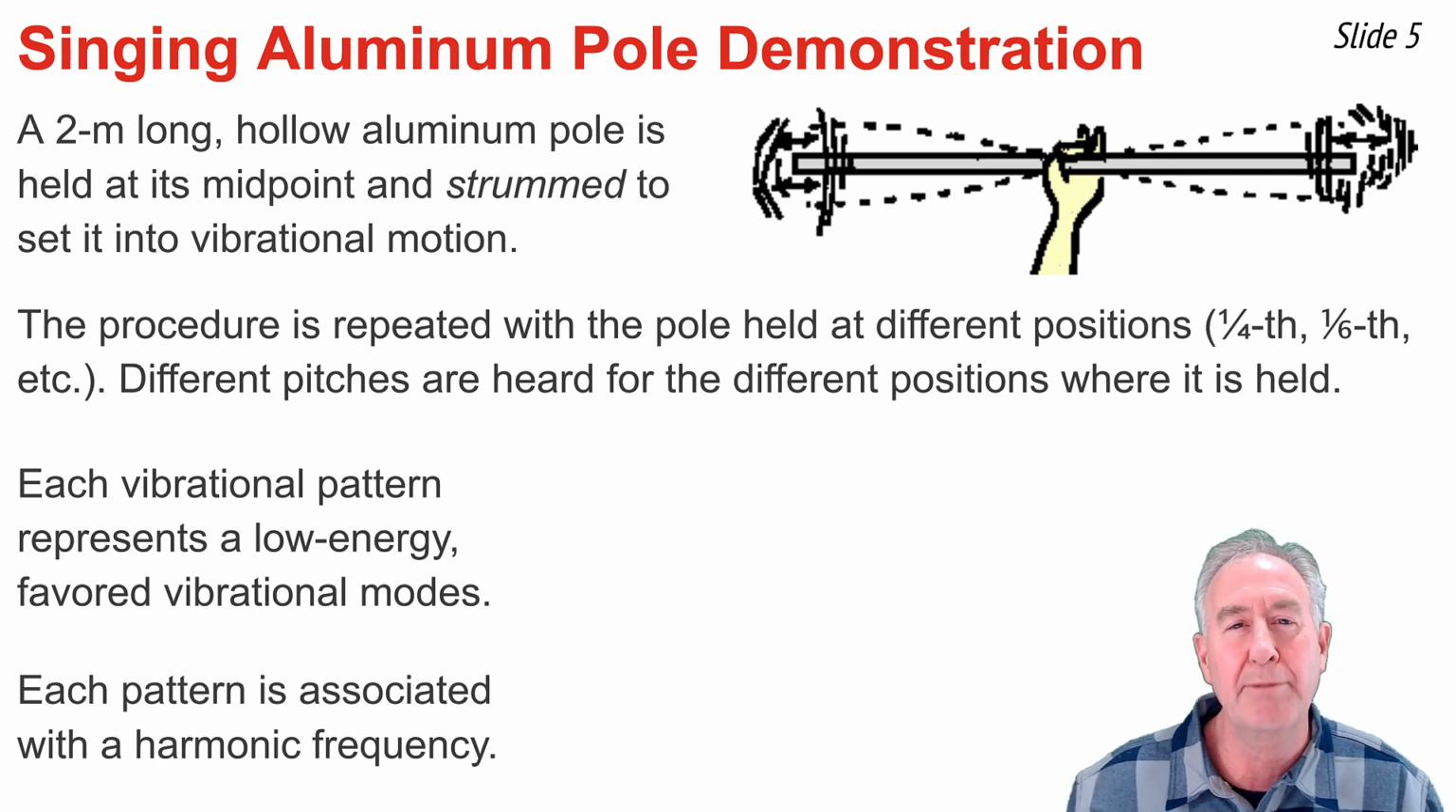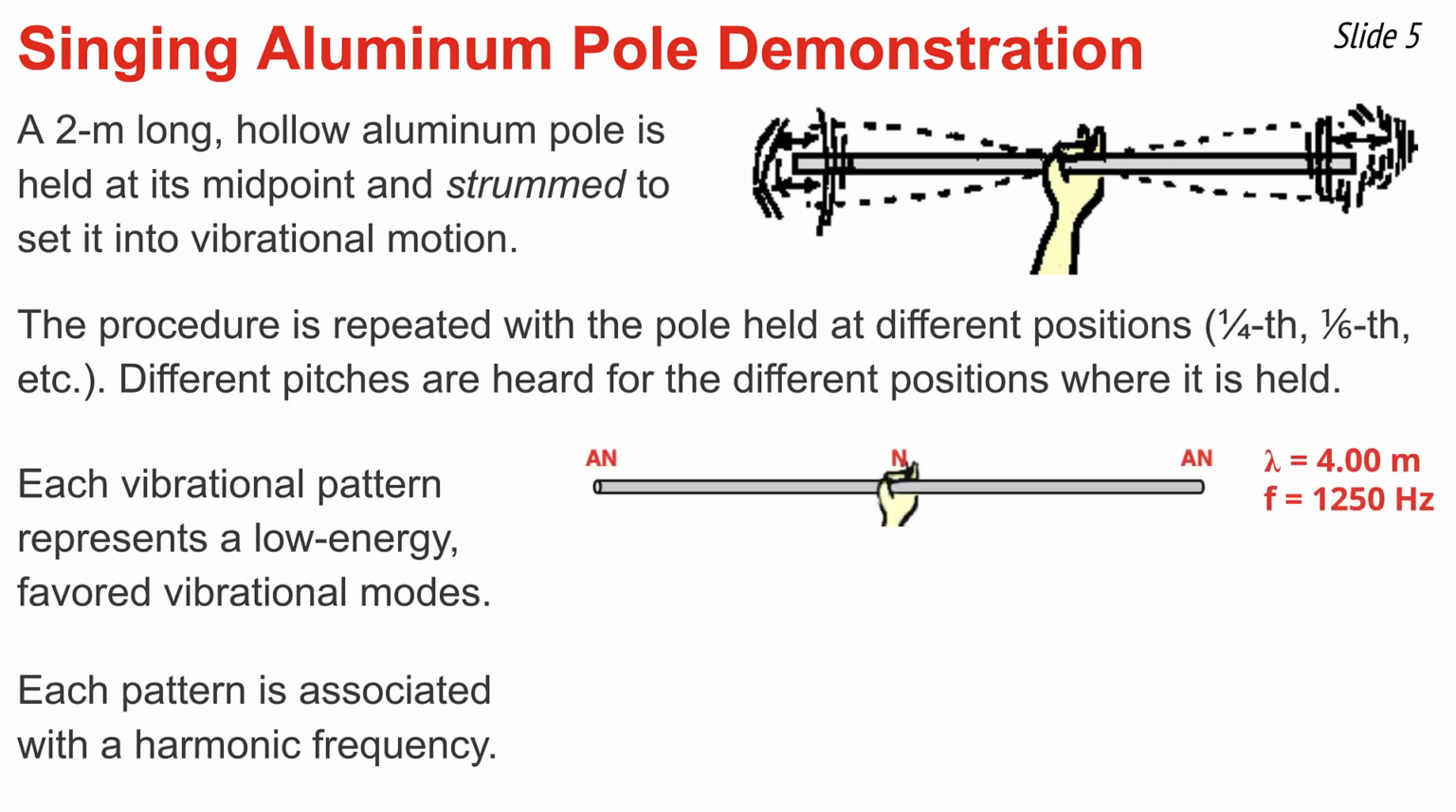To illustrate, let me show you 3 diagrams. In the first diagram, the pole is held at the midpoint, and because the pole is held at the midpoint, a node is forced to be assumed at that location since the aluminum can't vibrate there. For symmetry reasons, antinodes are located on the ends of the pole. For a 2-meter length aluminum pole, the wavelength would be 4.0 meters, and a typical frequency for aluminum would be 1250 Hertz.